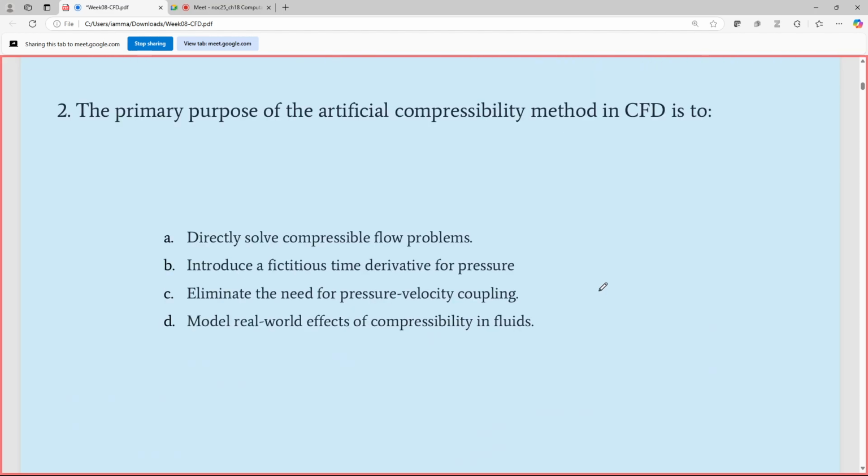Moving on to the next question. The primary purpose of artificial compressibility method in CFD is to which of the following? Options are: option A, directly solve compressible flow problems. Option B, introduce a fictitious time derivative for pressure. Option C, eliminate the need for pressure velocity coupling. Option D, model real world effect of compressibility in fluids. So the question is on what is the main purpose of artificial compressibility method in CFD. Please inbox your answers.